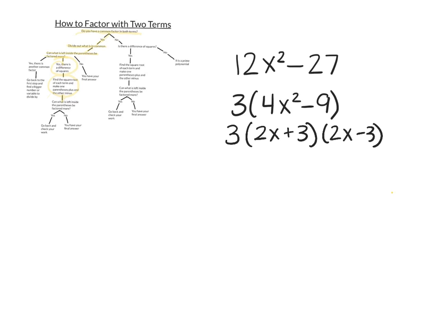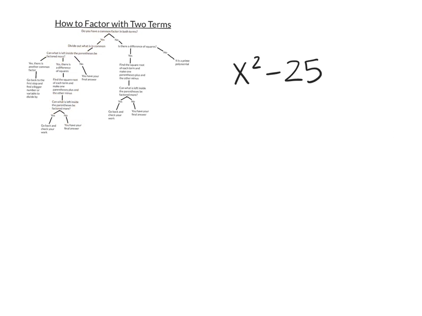So then from here, can what is left inside the parentheses be factored more? 2x plus 3, we don't have a common factor, we don't have a difference of squares, so nope, and nope again. So then we would go down to the no path, and we have our final answer. So this here is the final factored answer of that polynomial.